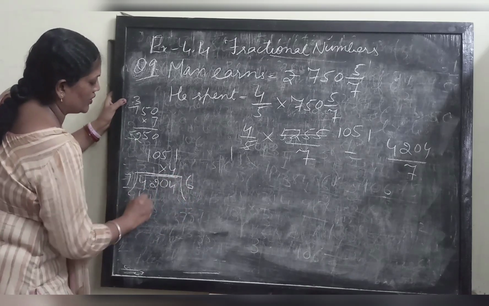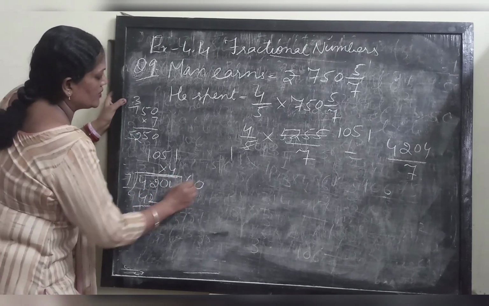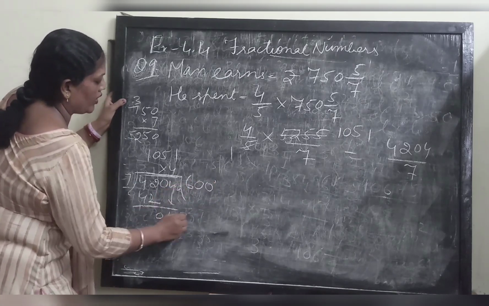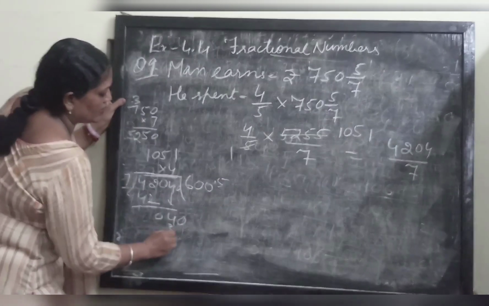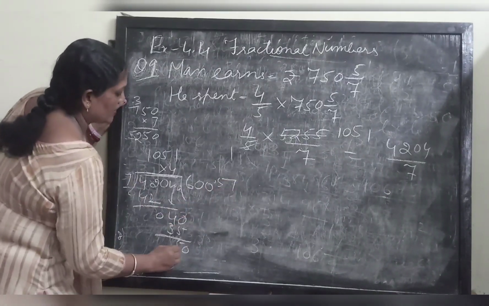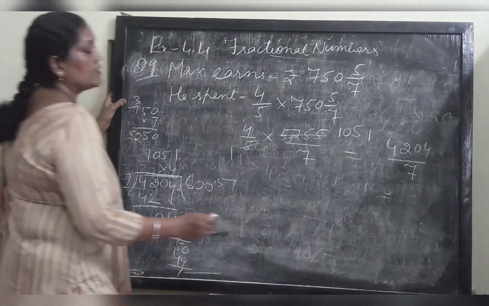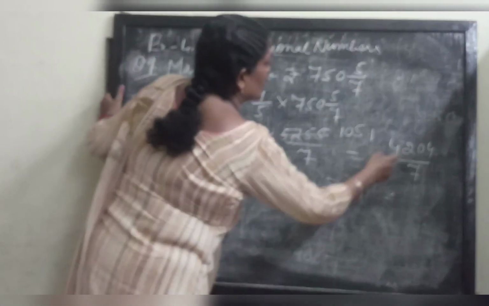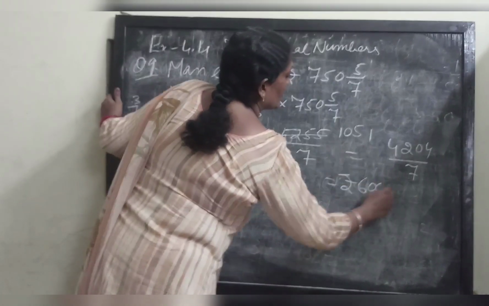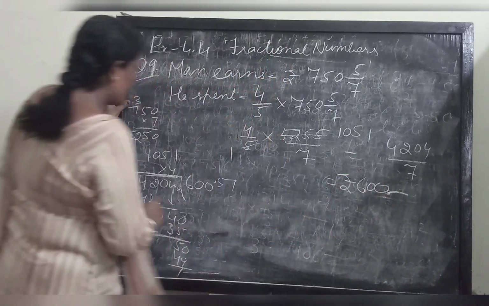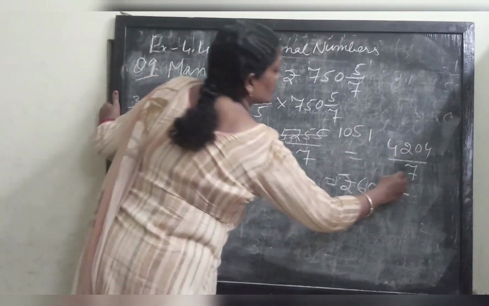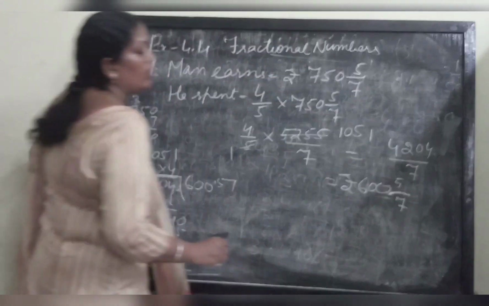7 6s are 42. 0 not divisible. 4 also not divisible. Decimal here 40. 7 5s are 35. Again 50. 7 7s are 49. So it is rupees, or you can simply write rupees 600. How much? 600 5 over 7. Got it?